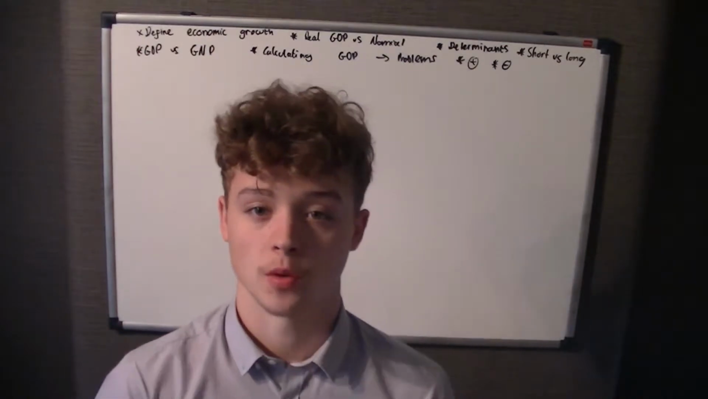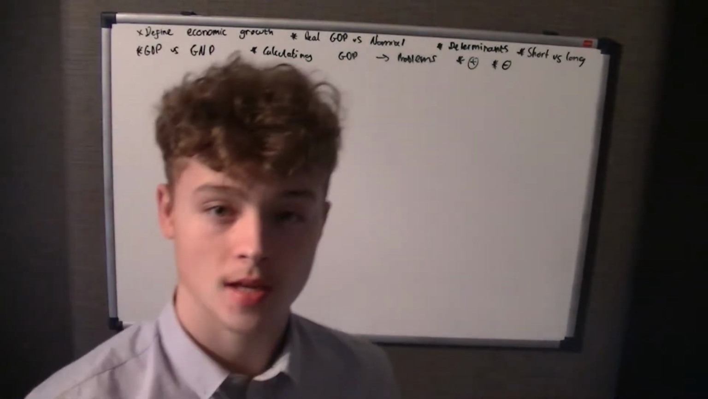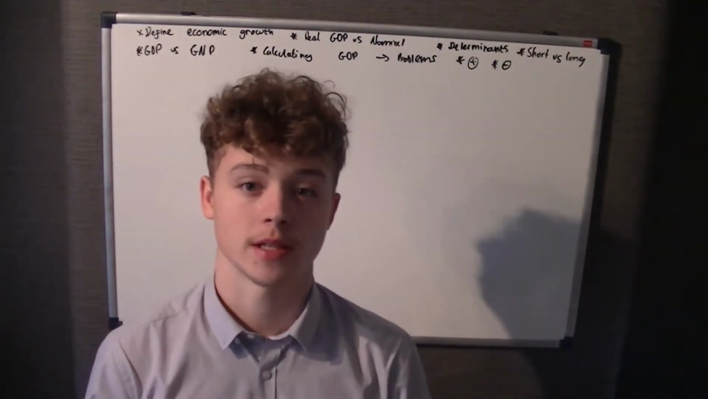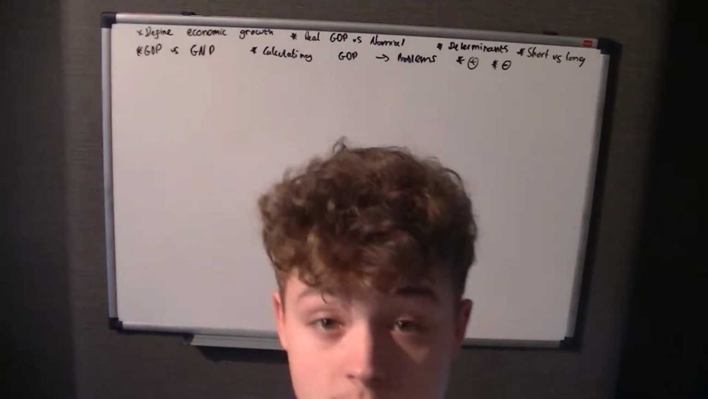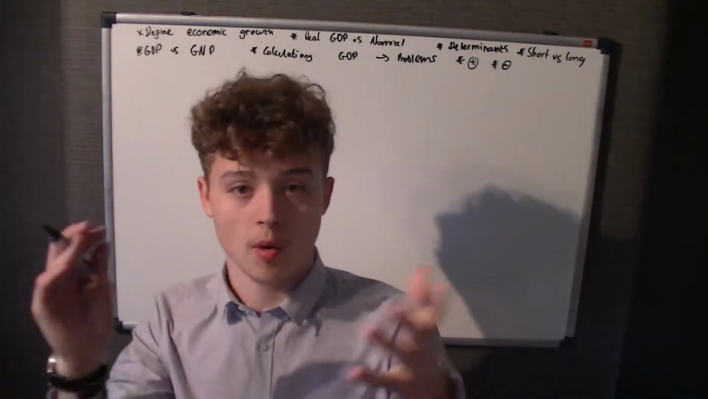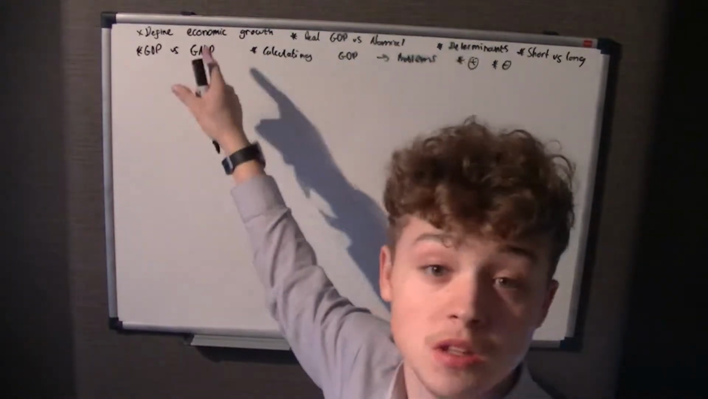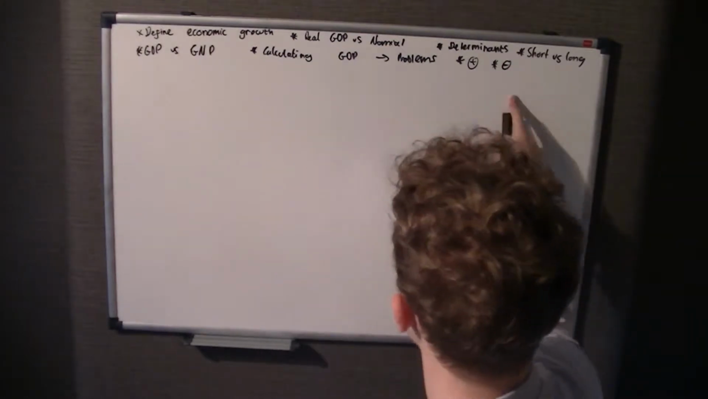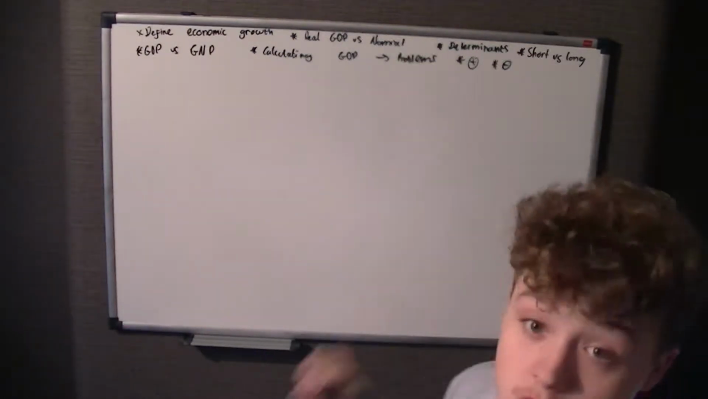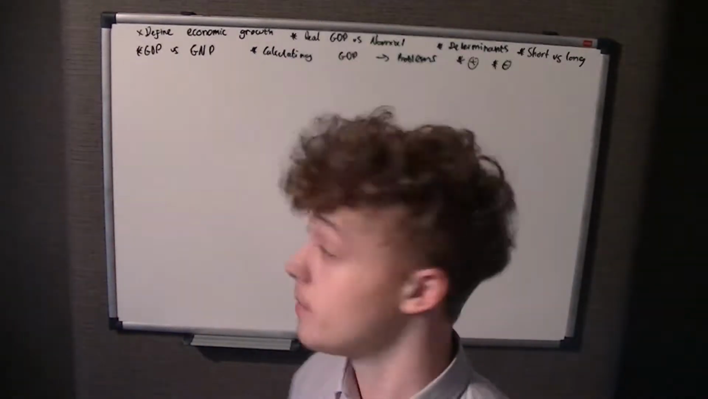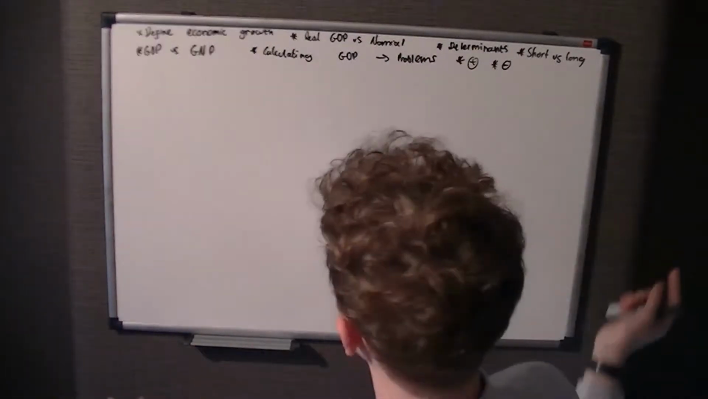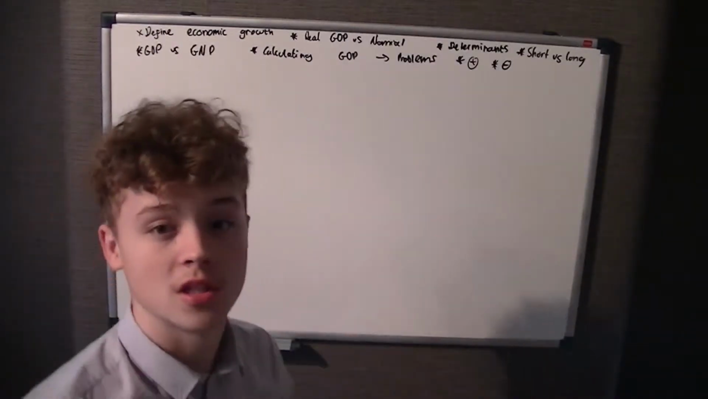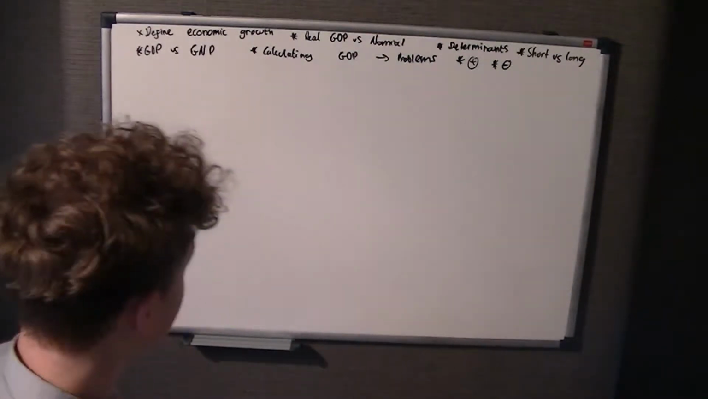No, okay. So, right, this is economic growth. Now we've done a camera angle a bit differently today, so hopefully you can see it a bit better. Today we're going to be doing economic growth. We're going to be defining economic growth, real versus nominal GDP, the determinants, short versus long, GDP versus GNP, calculating GDP, the economic growth, problems of doing that, advantages, disadvantages, as we said.